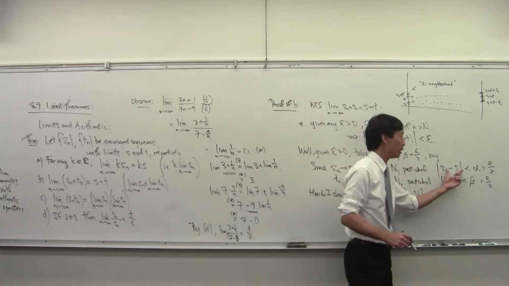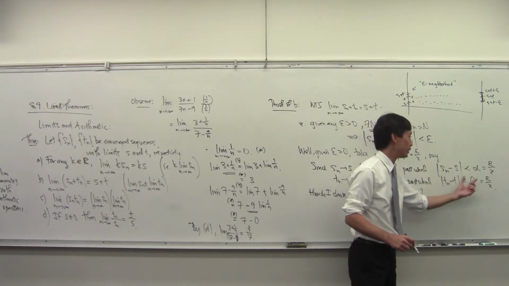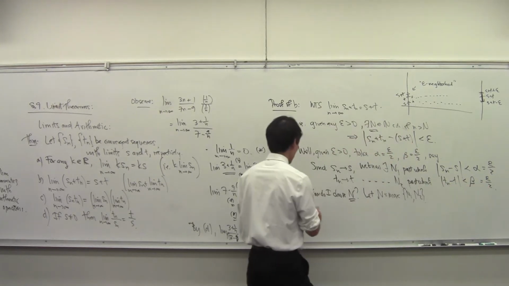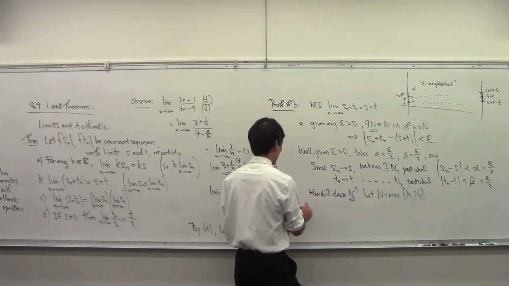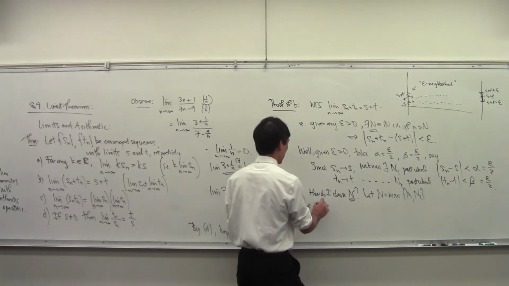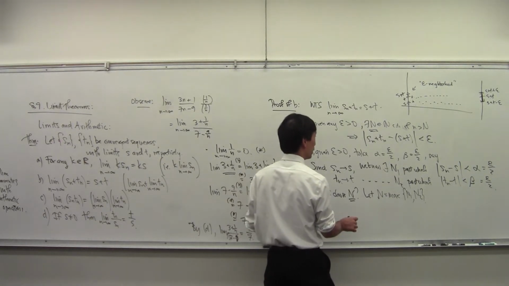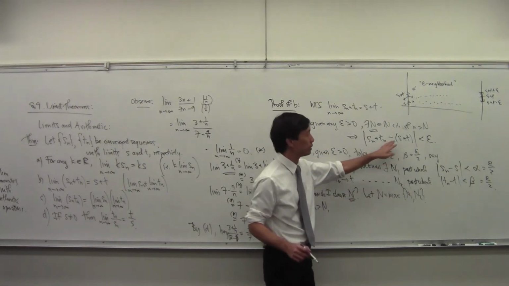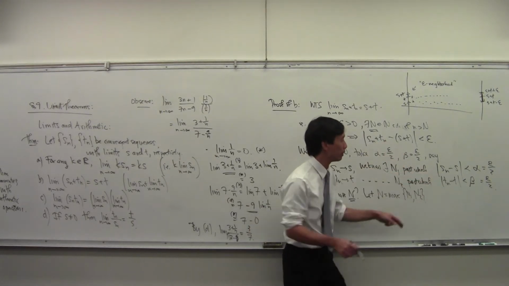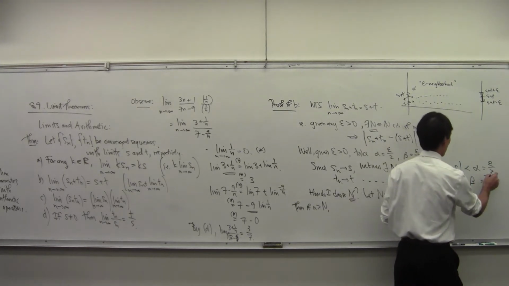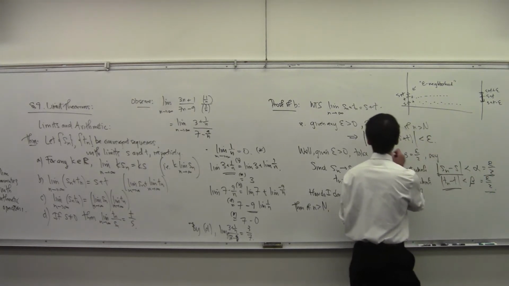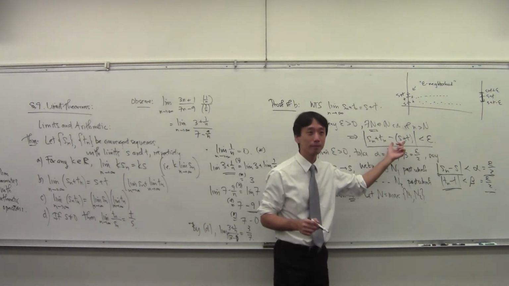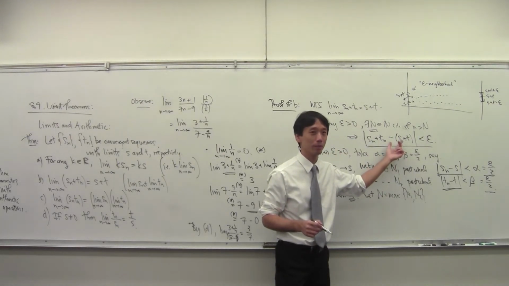These guys will be within epsilon over 2 of each other. These guys will be within epsilon over 2 of each other. So then, if n exceeds that, we need to say one thing. How do these two things help us? We've got these guys within epsilon over 2 of each other, and these guys within epsilon over 2 of each other. We want to get this thing smaller than epsilon. We use the triangle inequality.